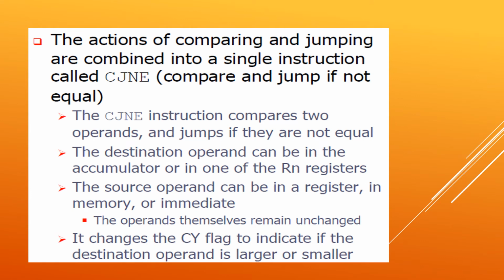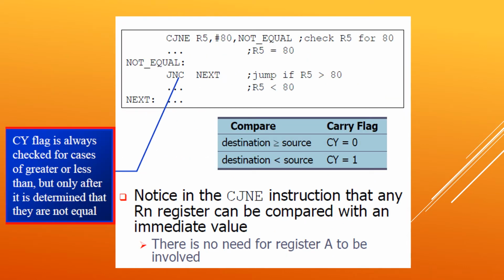The action of comparing and jumping all together is going to help in many applications. So here is a simple one. Say CJNE R5, 80, not equal. We are checking the R5 register contents. Now suppose R5 is greater than 80 or R5 is less than 80. These are the two possibilities. Here you can see jump if not carry or jump if carry. You can use these in the problem.